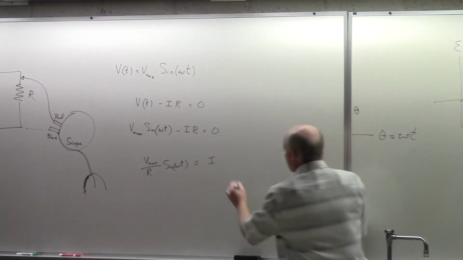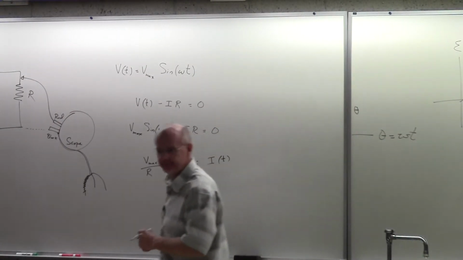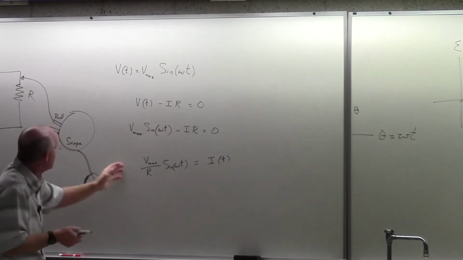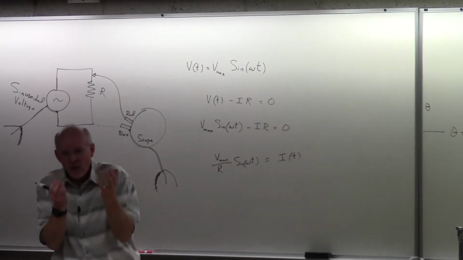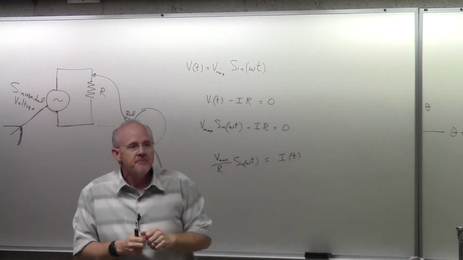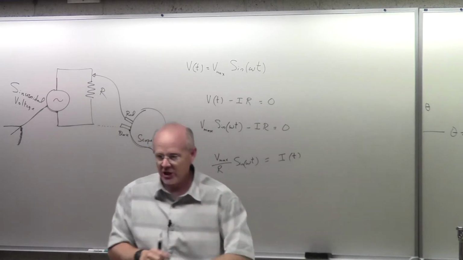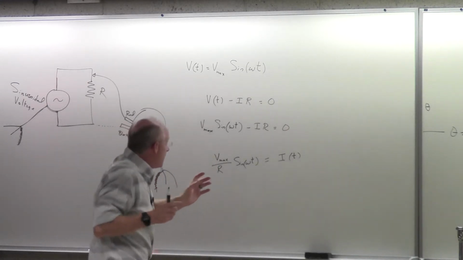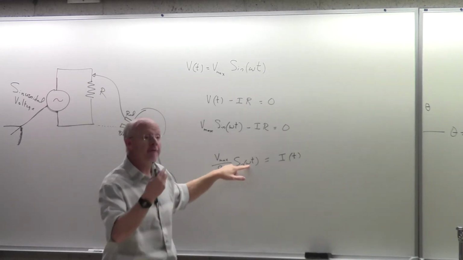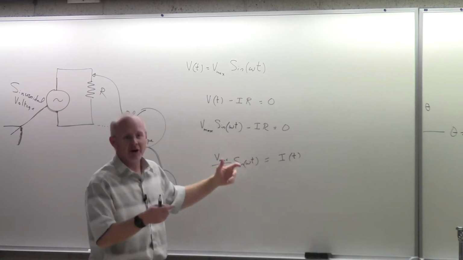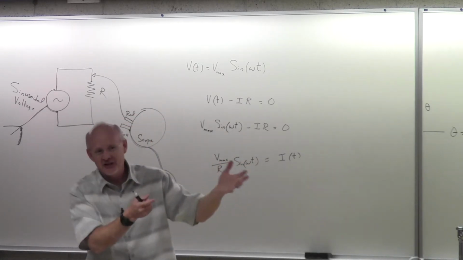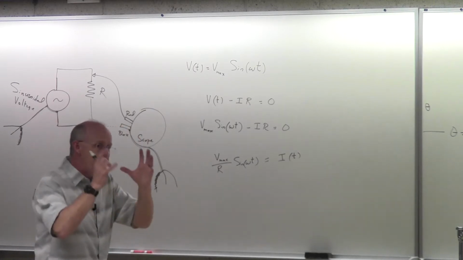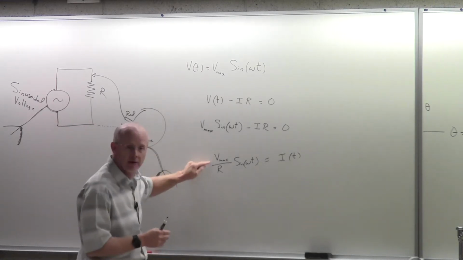Well, number one, it is saying that the current changes with time. Well, okay, not a surprise. The voltage changes with time. So we go from a DC to an AC. The voltage changes with time, so the current changes with time. Look how it changes with time. It changes at the same frequency as the voltage. Not a surprise, it's the voltage that's making the current. Okay, look at the magnitude of the current.